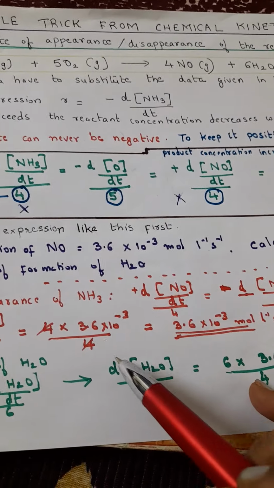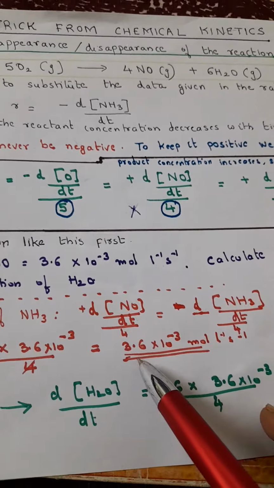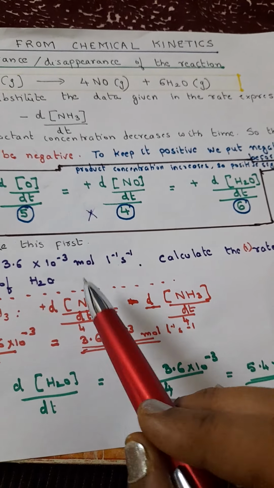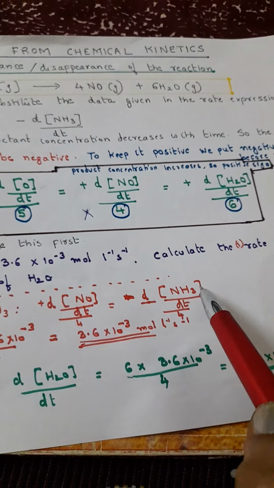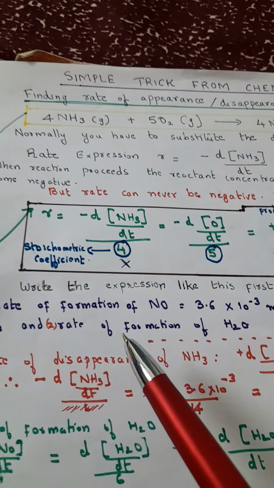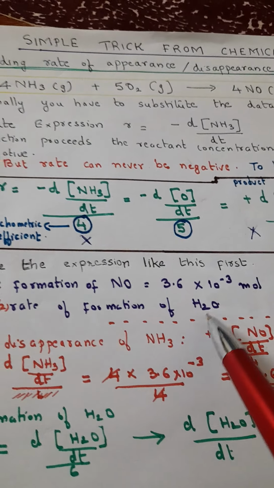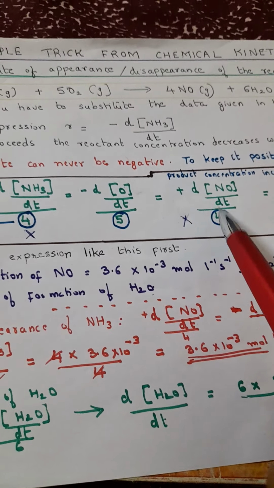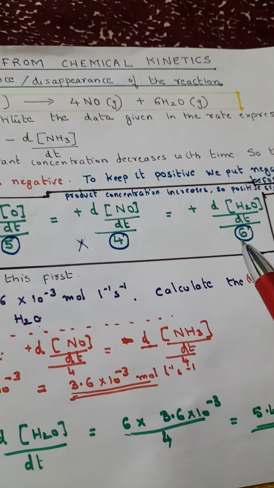Okay, now what you get? You cancel out these two 4s. So it is same itself, 3.6 into 10 raised to minus 3 itself. Write the same value in the question for the unit. So now we have found out the rate of disappearance of NH3. So now secondly we have to find out the rate of formation of H2O. So same thing. So the value for this is given in the question. For H2O you have to take this.